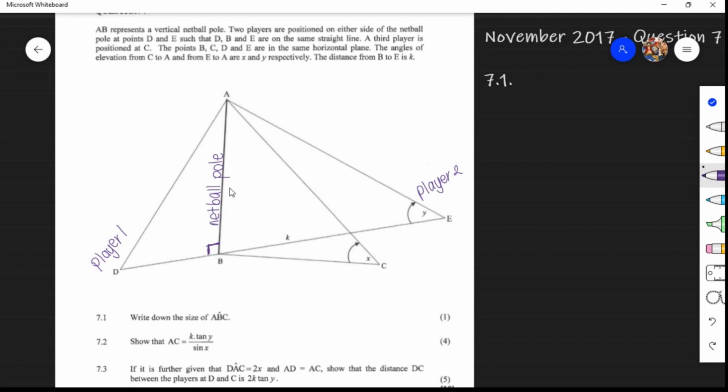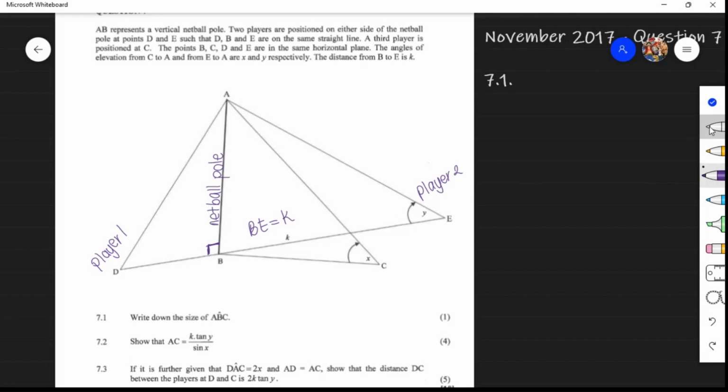The angles of elevation, so elevation is another word for inclination. So the angles of elevation from C to A and from E to A are X and Y respectively. The distance B to E is K. So from B to E is K. We then know that the angle E is Y and the angle C is X.